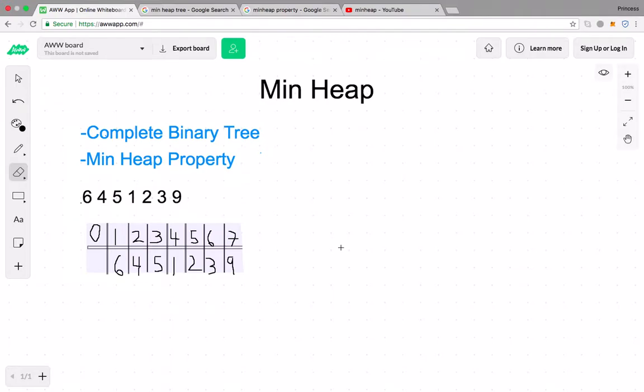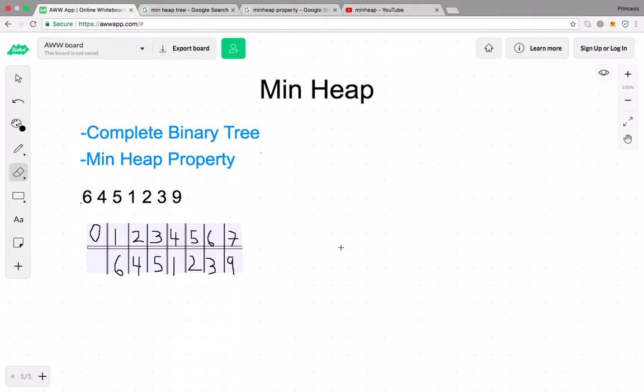The first one is that a min heap must be a complete binary tree. Just as a refresher, a binary tree is a tree data structure in which each node has at most two children, which are referred to as the left and the right child. Then a complete binary tree is a binary tree in which every level except possibly the last is completely filled and all nodes are as far left as possible. So remember, do not confuse complete with full because they're not the same thing.